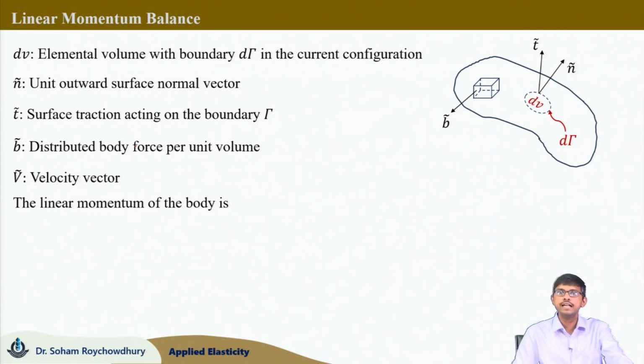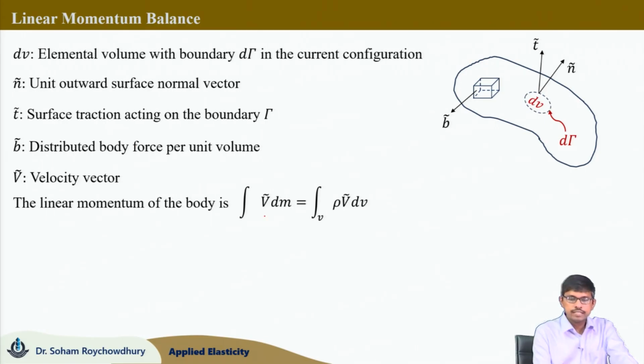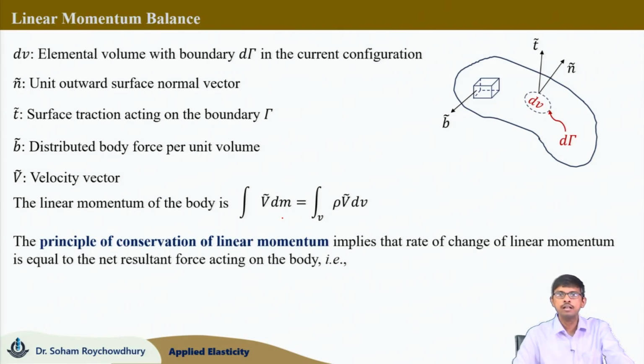We can write the linear momentum of the body as mass times velocity integrated over the entire mass. So, V is the velocity integrated over the entire mass. This defines the linear momentum of the body, and writing the dm integral as rho times the dv integral in the Eulerian or deformed configuration, the linear momentum would be the integral of rho times velocity over the total deformed volume d small v.